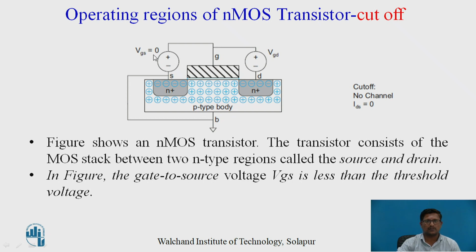The gate to source voltage applied is 0, and between drain and source is VGD. As shown in the figure, the transistor consists of the MOS stack between two n-type regions called source and drain. In this figure, the gate to source voltage VGS is less than the threshold voltage, meaning nearby 0 is applied. So when the applied voltage for the NMOS transistor is less than the threshold voltage, then the NMOS transistor will be in the cutoff region.